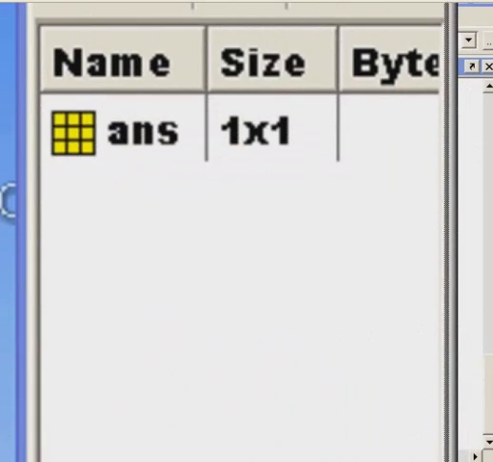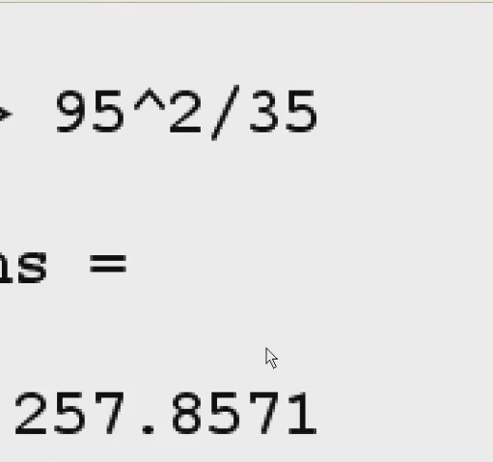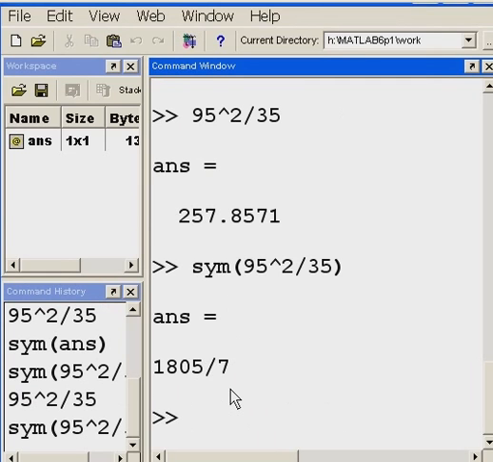One more time. It's a grid. You can see that very clearly. That is a grid. The ans symbol is a grid. That icon is a grid. Now, this time I'm going to key in sim 95 squared divided by 35. Let's look at that icon again.